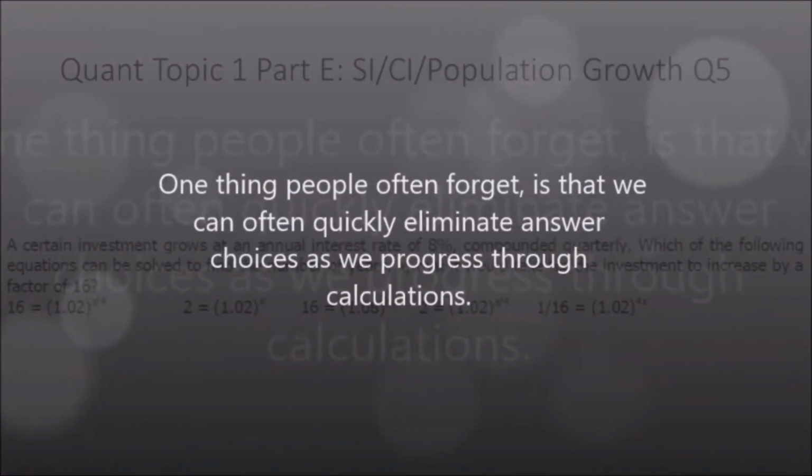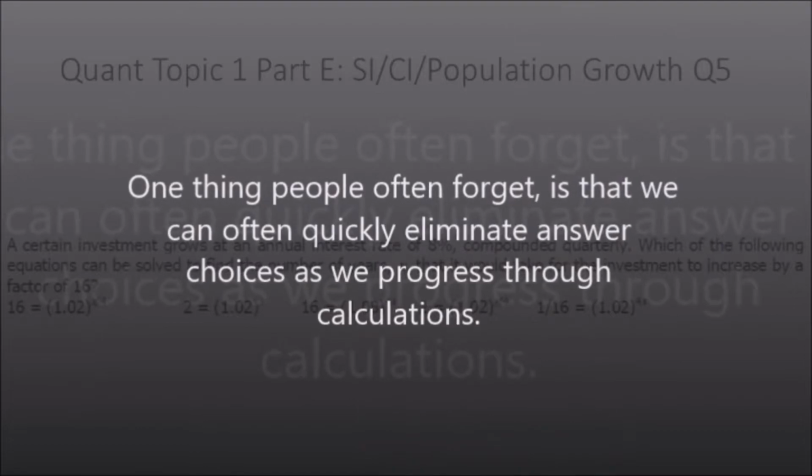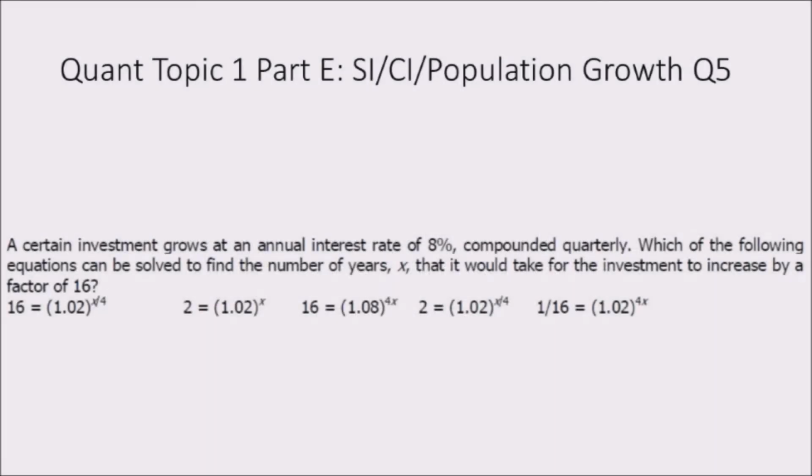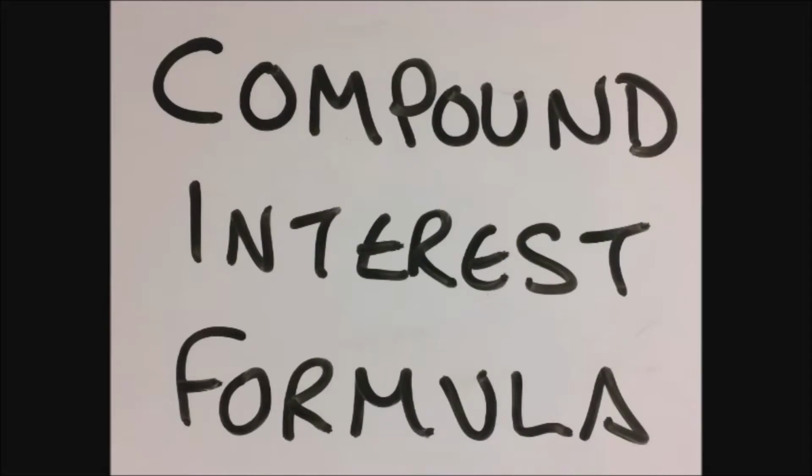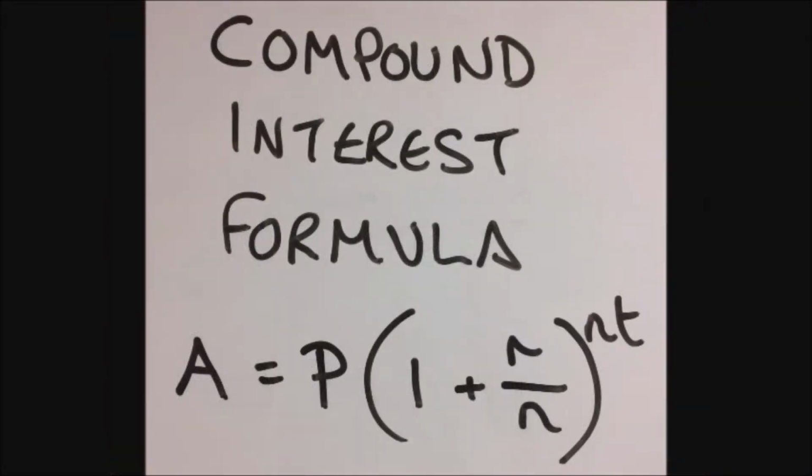I want to highlight in this particular question how important it is to focus on eliminating answer choices as you make calculations. It's something that people forget because very often we get so bogged down in picking numbers, doing the math, etc. So as we go through, don't forget, very quickly we'll get down to a 50-50 and then make a final choice. So this question, compound interest, here's the formula. It's a pretty basic one.